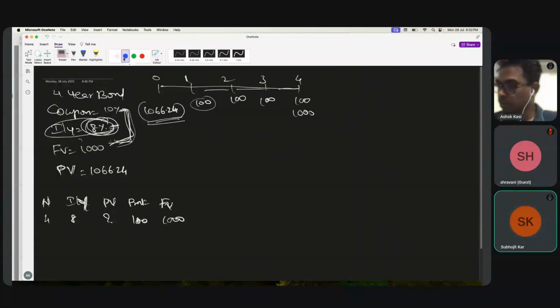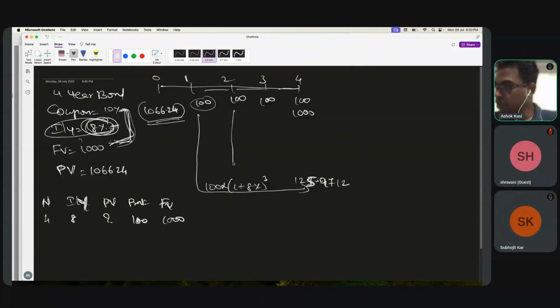125.9712. That is 100 into 1 plus 8 percentage raised to 3. Then next, again you are going to get this 100, which you will reinvest for 2 years. 100 into 1.08 squared is 116.64. Then the next 100 into 1 plus 8 percentage is 108. And then you will get 1100.